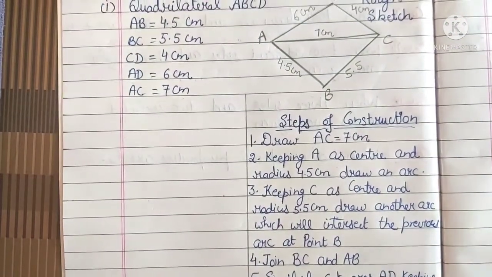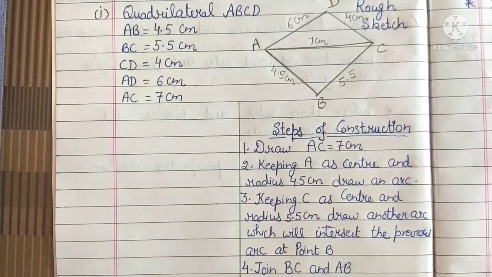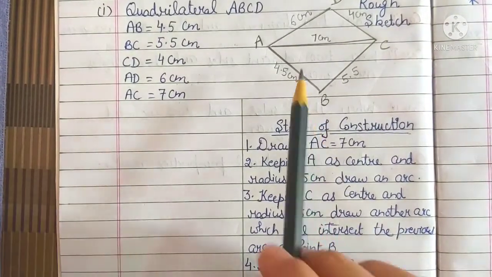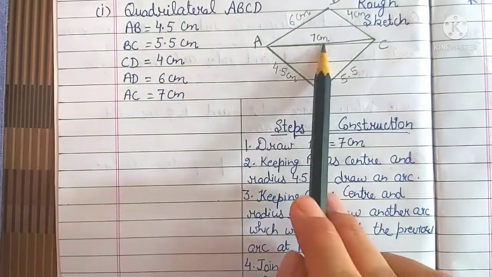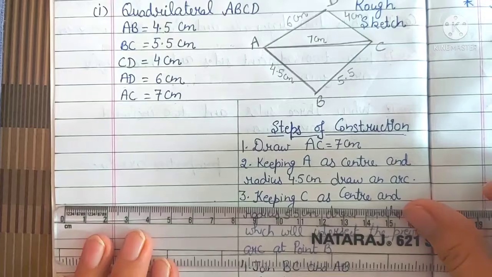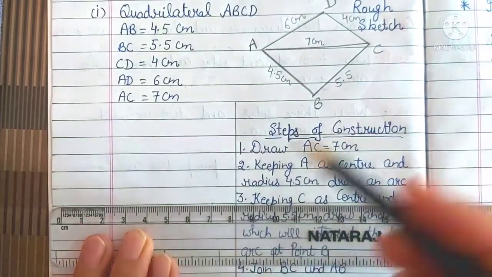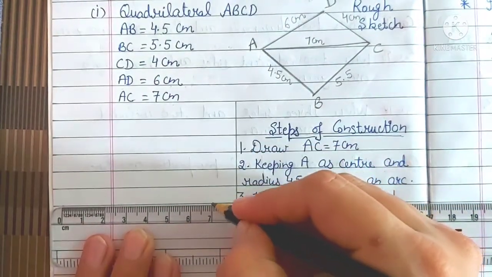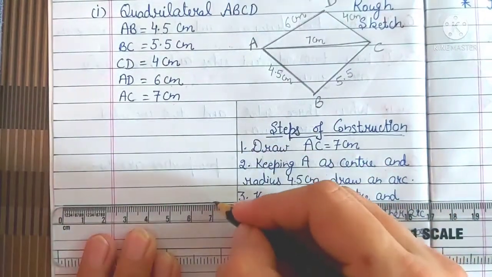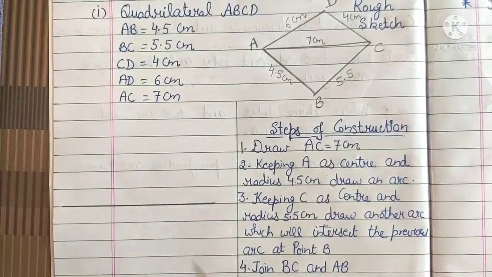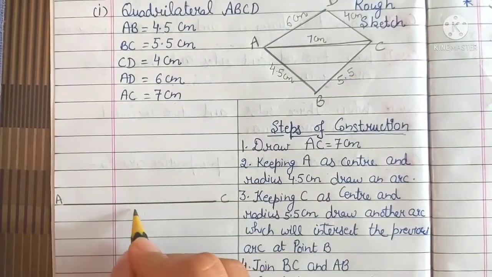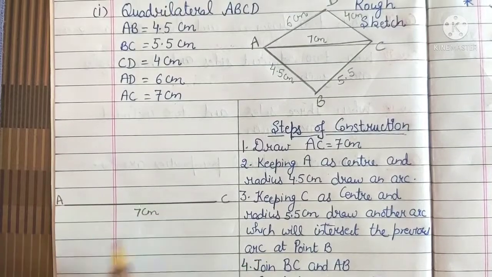So whenever a diagonal is given, we will always start with the diagonal. Like here in the rough sketch I can see diagonal AC is 7 centimeter. So my first step will be I'll draw a line of 7 centimeter. Means firstly I am drawing the diagonal. So this is line AC, 7 centimeter.